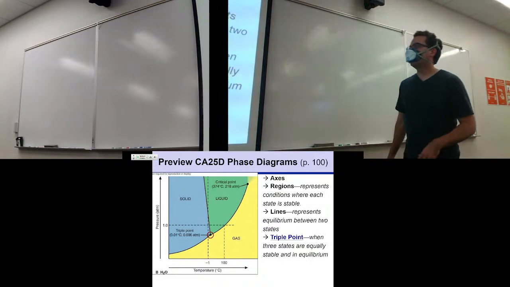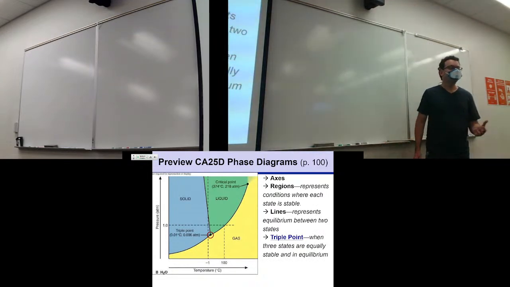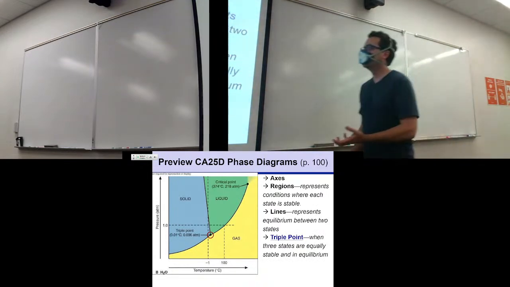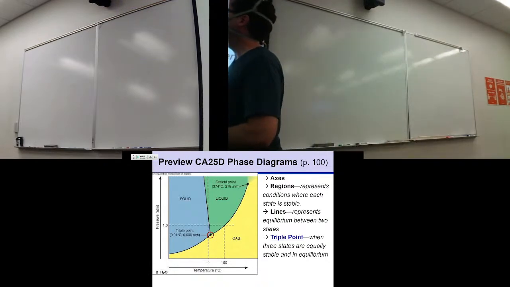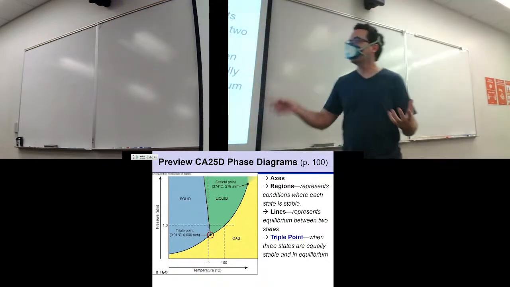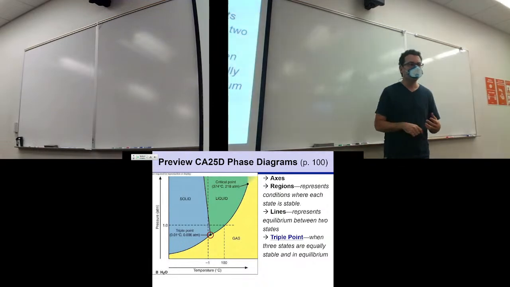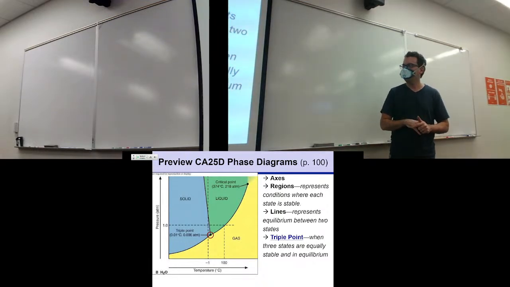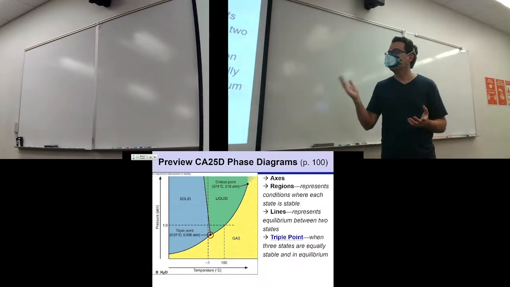There is something called a triple point, and there could be more than one. A triple point is where three lines meet. If you're at the triple point, all three of those different phases exist at the same time. You might wonder, how can you get more than one triple point?